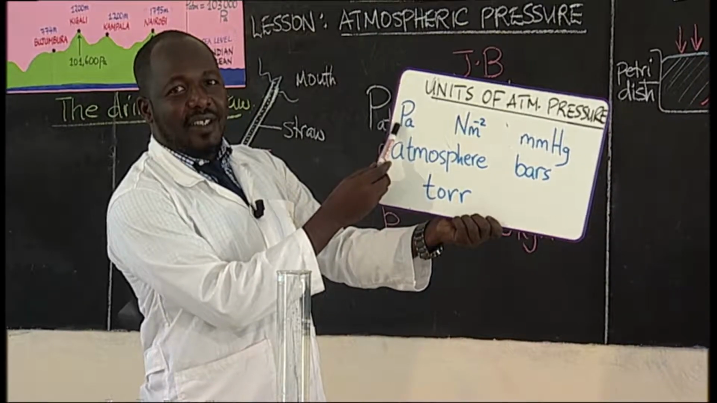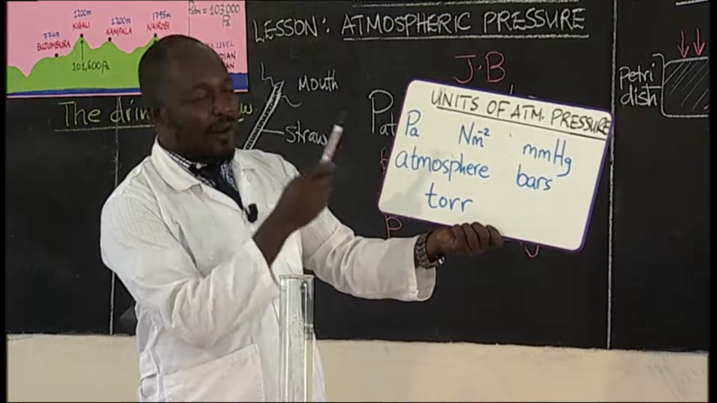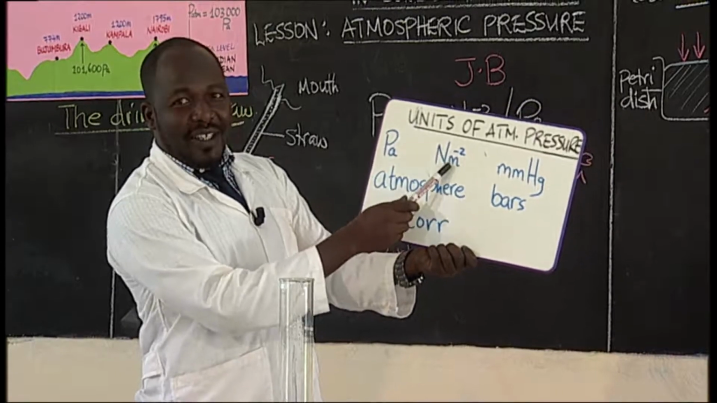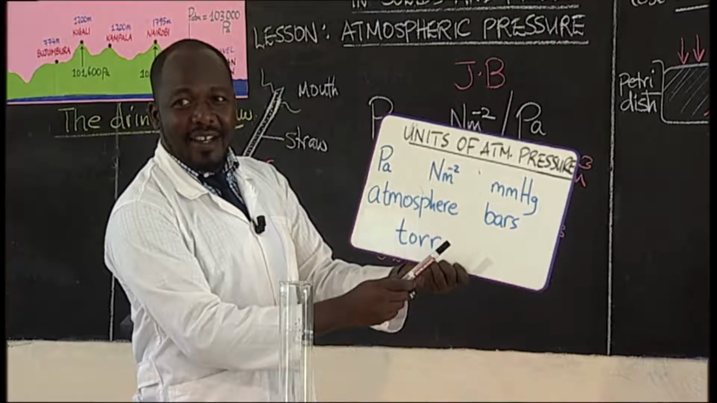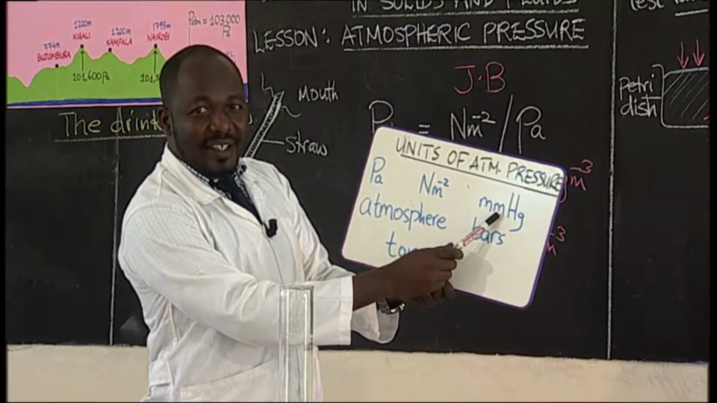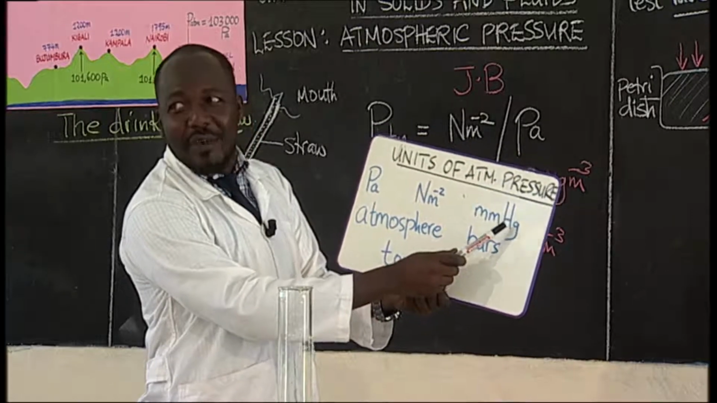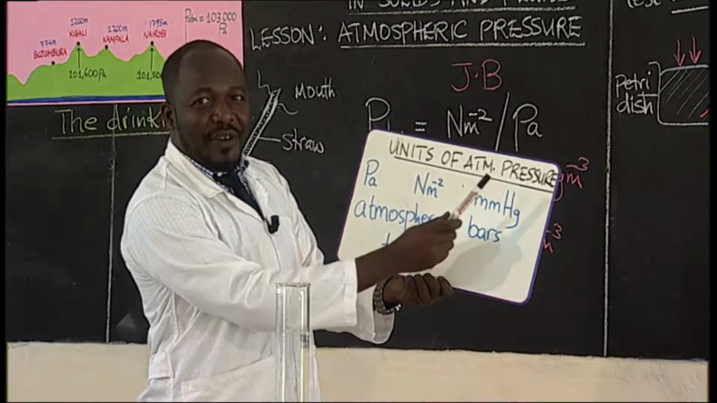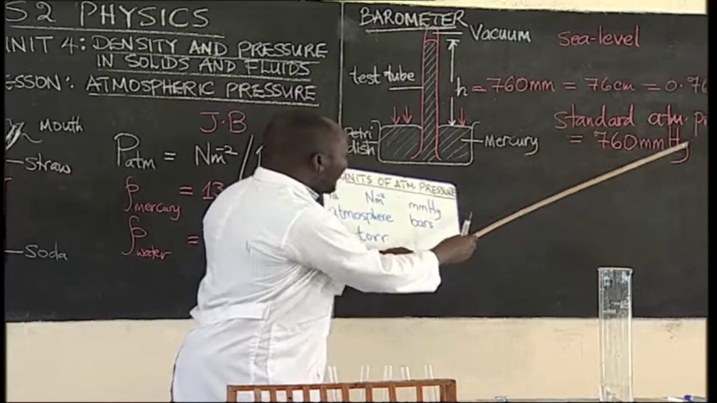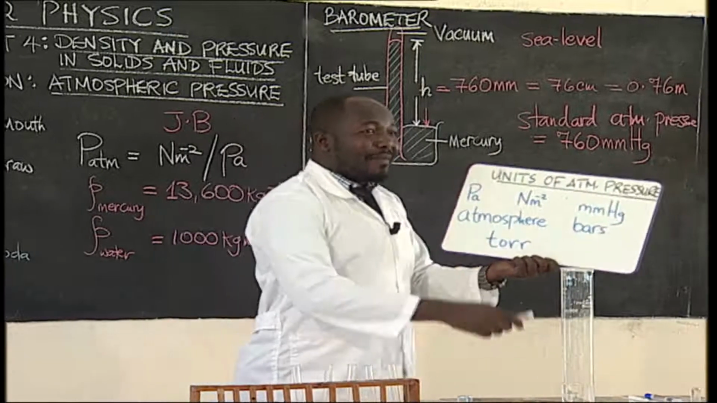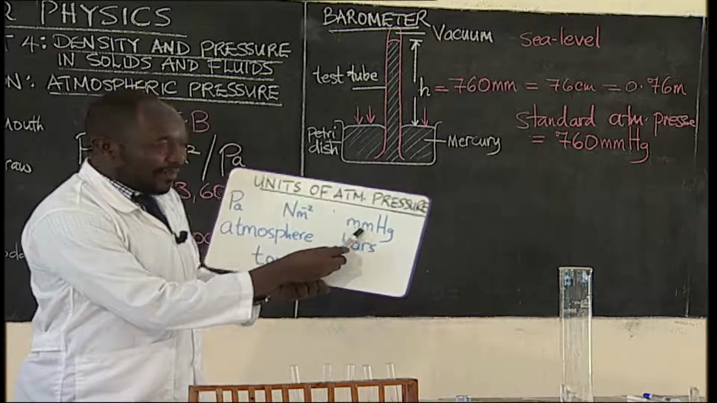What is this one? PA. Remember, it stands for Pascal. What about this one? Newton per meter squared. What about this one? Millimeters. In chemistry, Hg is the chemical symbol for mercury. So this is millimeters of mercury. Remember, that's what we have just seen right now? It is here. Millimeters of mercury. So it means millimeters of mercury is another unit of atmospheric pressure.